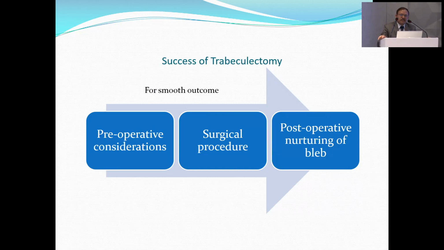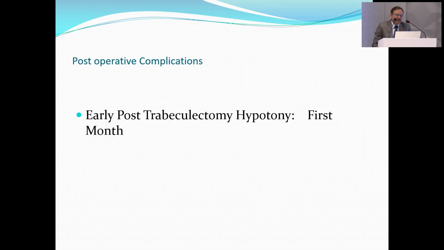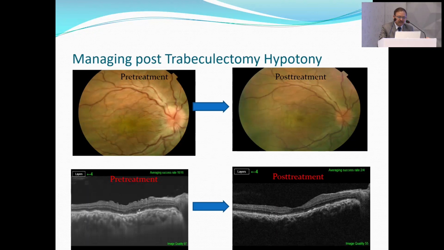The success of trabeculectomy depends upon preoperative consideration, how ideal the surgical procedure is, and post-operative nurturing of the bleb. Post-operative complications occurring up to 1 month are taken as early complications. Most of them can be managed conservatively, like this post-operative hypotonic maculopathy. Managed conservatively, we had a good outcome.